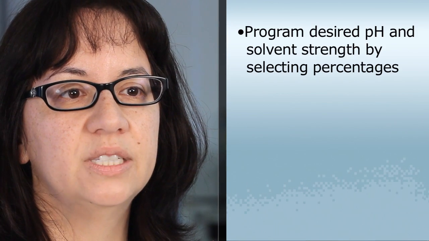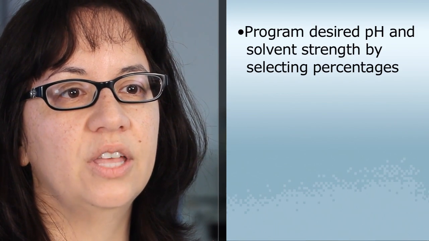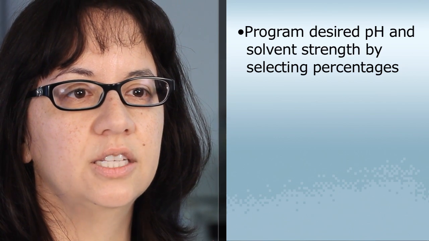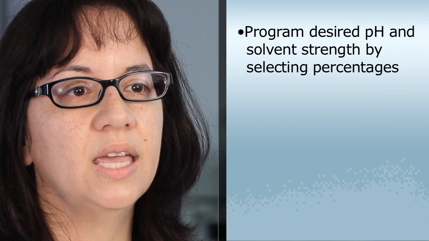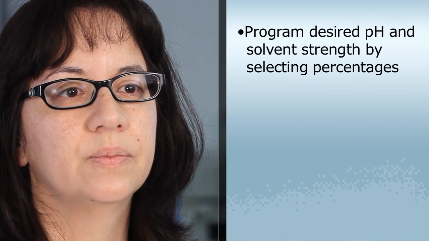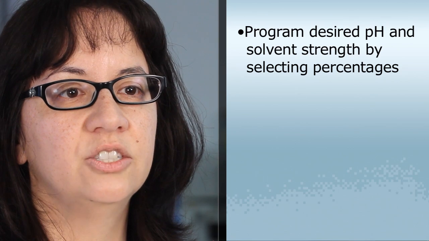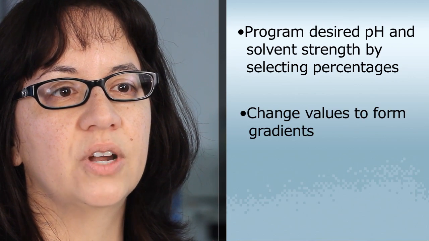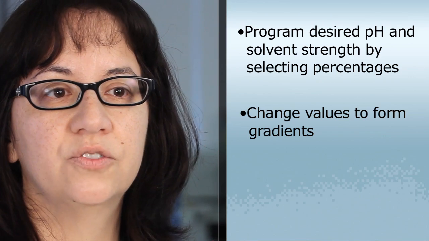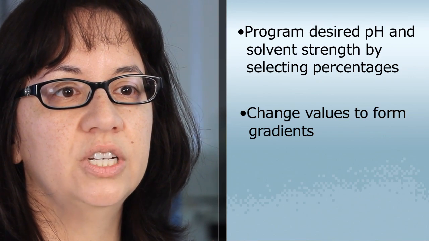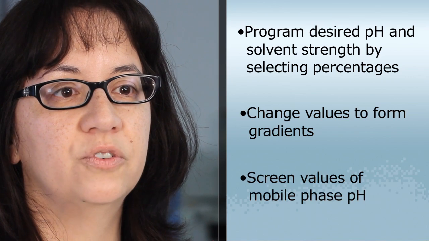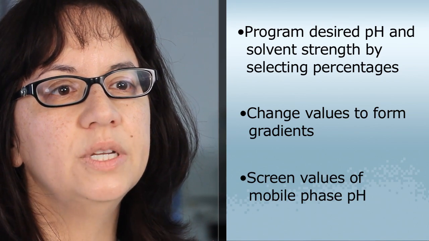We can program the desired pH and solvent strength into the method by selecting the required percentages of A, B, C, and D. And the values can be changed as a function of time to form the gradients. A sequence of different methods can be used to screen alternative values of mobile phase pH. We've been developing ways to make it even easier and more efficient to use chromatographic principles.